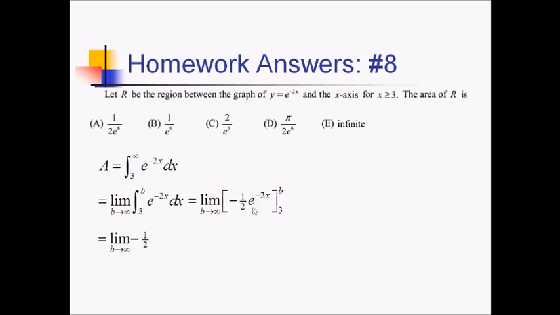I'm going to write those in fraction form. So this first one I'm going to write as 1 over e to the 2b. There we go. Minus 1 over e to the 2 times 3. And now as I approach infinity on that b value, this is bottom heavy, so it's going to 0. I've got 0 minus 1 over e to the 6 inside. Still got this -1/2 outside. -1/2 times -1 over e to the 6, that's going to be positive 1 over 2 times e to the 6, which gives me answer choice A.